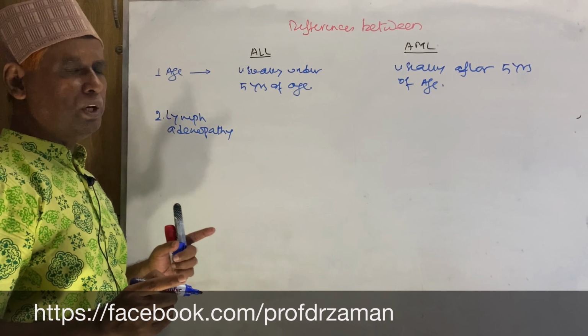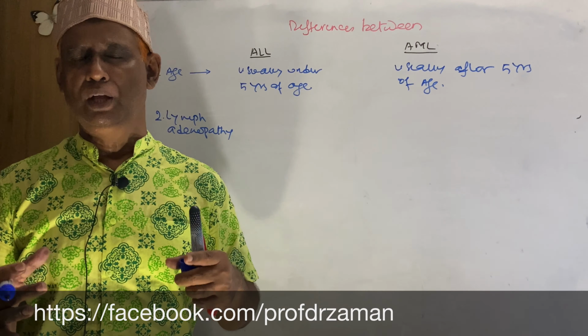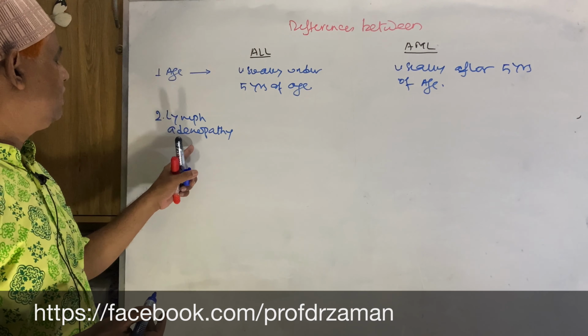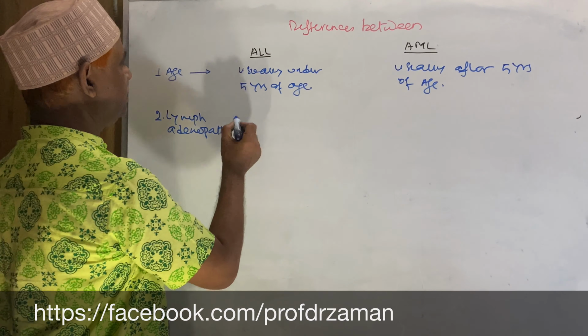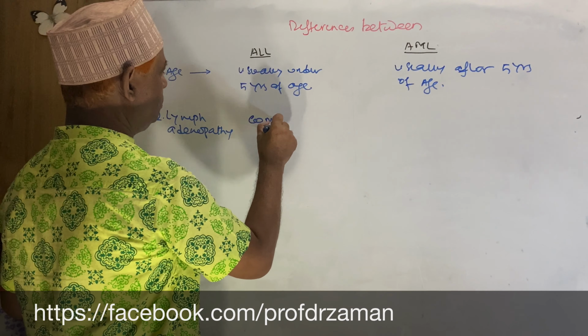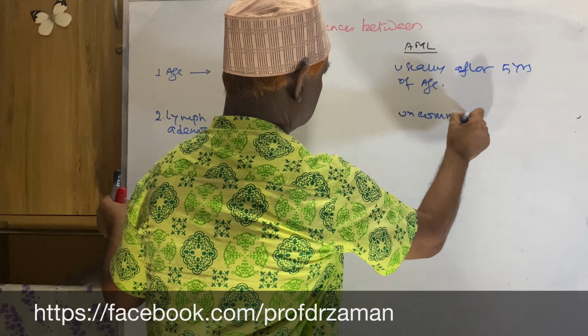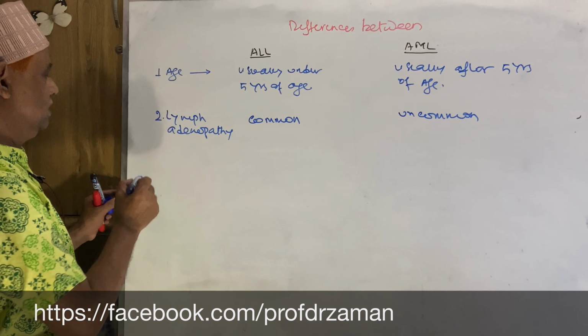Dear audience, I have told you leukemic cells may infiltrate the bone marrow, lymph node, spleen, and liver. Due to infiltration in the lymph node, there is lymphadenopathy. This lymphadenopathy is common in acute lymphoblastic leukemia, and it is uncommon in acute myeloblastic leukemia.